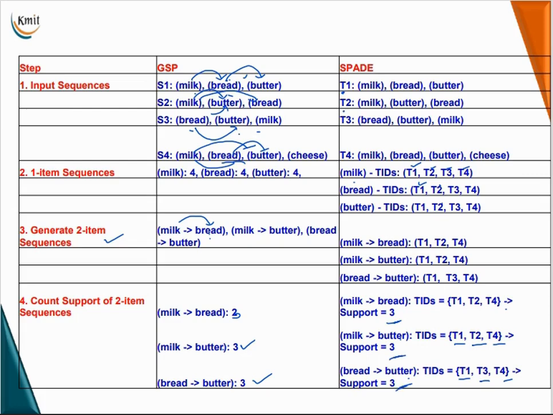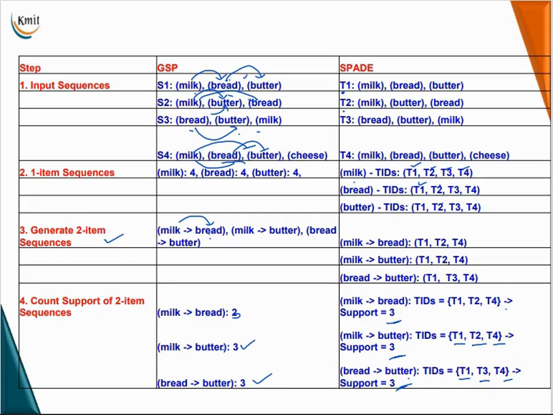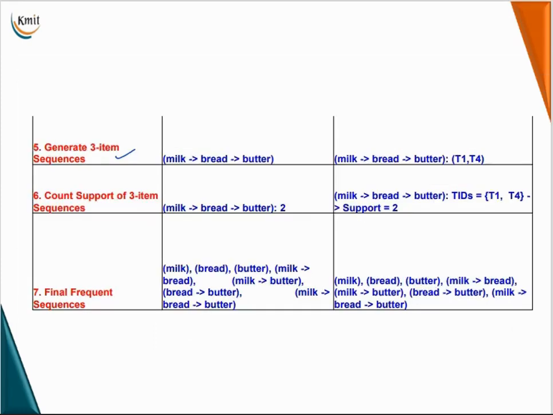Now let us generate the 3 item sequence. So we have milk, bread, butter, which occurs twice, that is support is equal to 2. So milk, bread, butter occurs 2 times. Here also milk, bread, butter occurs 2 times, that is in transactions T1 and T4.